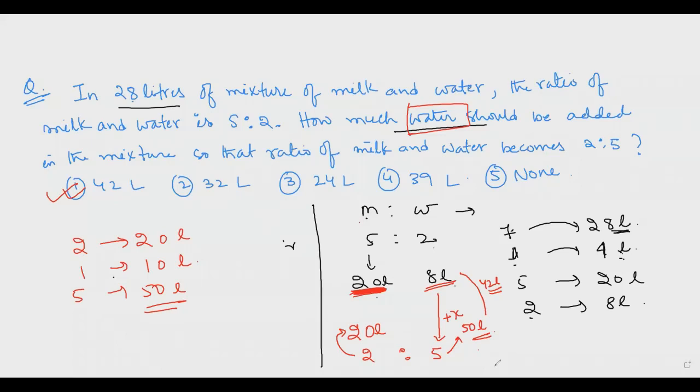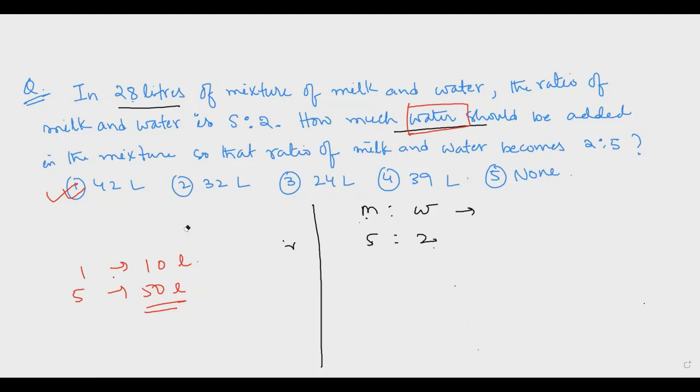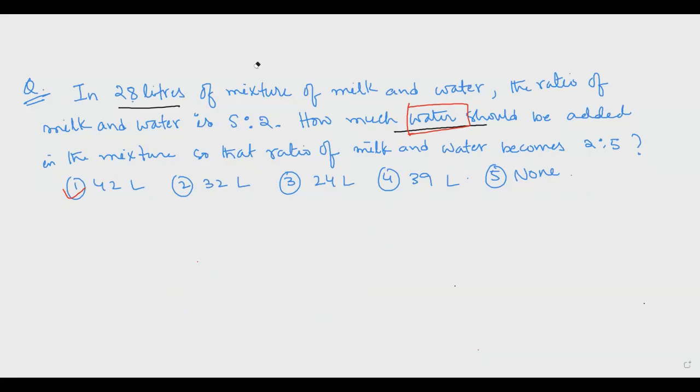Is that okay? For those who came late, let me write it. So the answer is 42. For those who came very late, let me repeat it again. See, first of all, what we have to do is this: the milk and water ratio is how much initially?